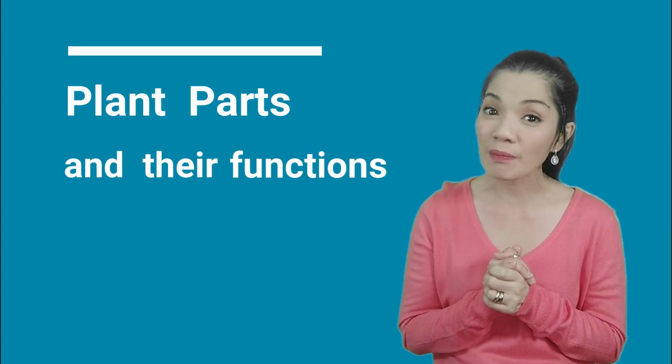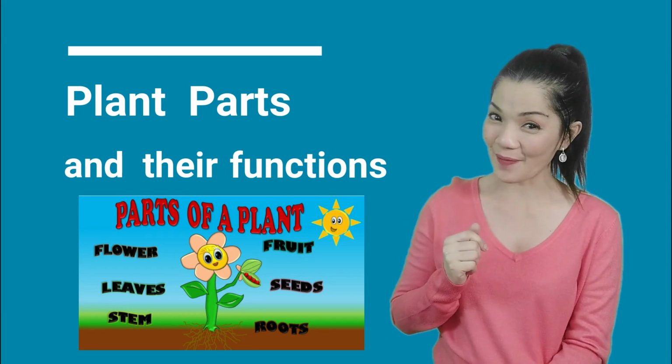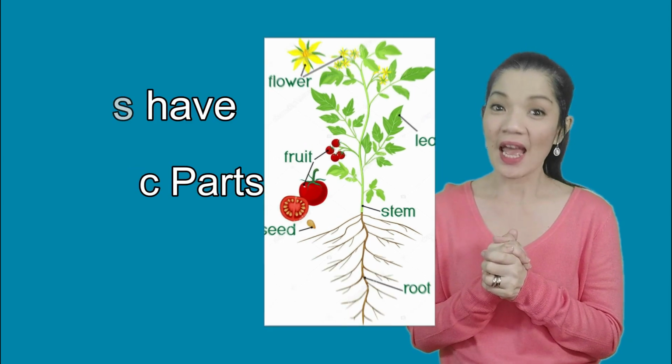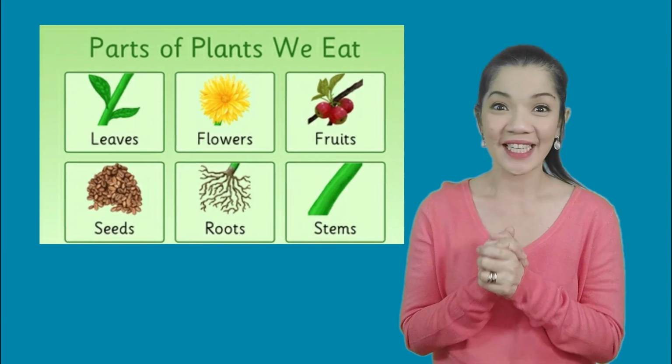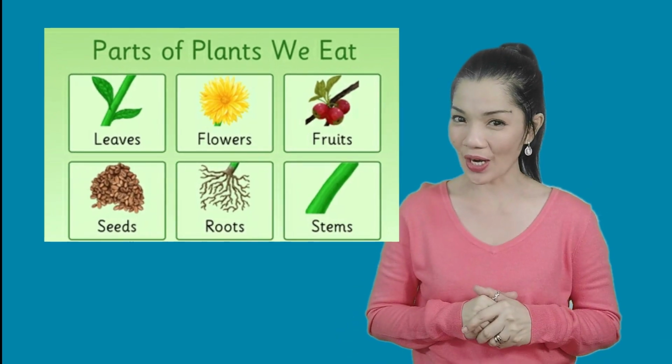I'm very excited because today we are going to learn about plant parts and their functions. Are you ready to plant some new words in your brain? Okay, so plants have 6 basic parts. How many plant parts are there again? That's right! There are 6 plant parts.